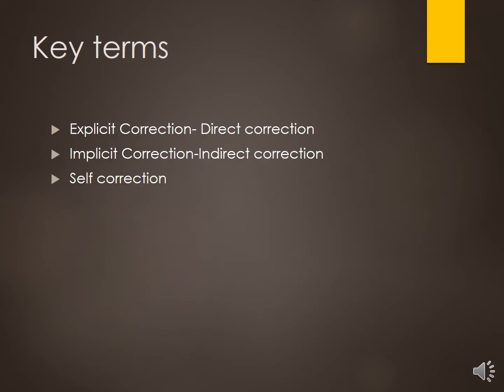All right, so key terms. We have explicit correction, which is direct, and then implicit, which is indirect. These are the two main types of corrective feedback, or at least the way that we approach them. The idea is that eventually this leads to self-correction, which is what we want our kiddos, or adults, or language learners to be doing. We want them to be correcting on their own, and that's what gets them towards fluency.